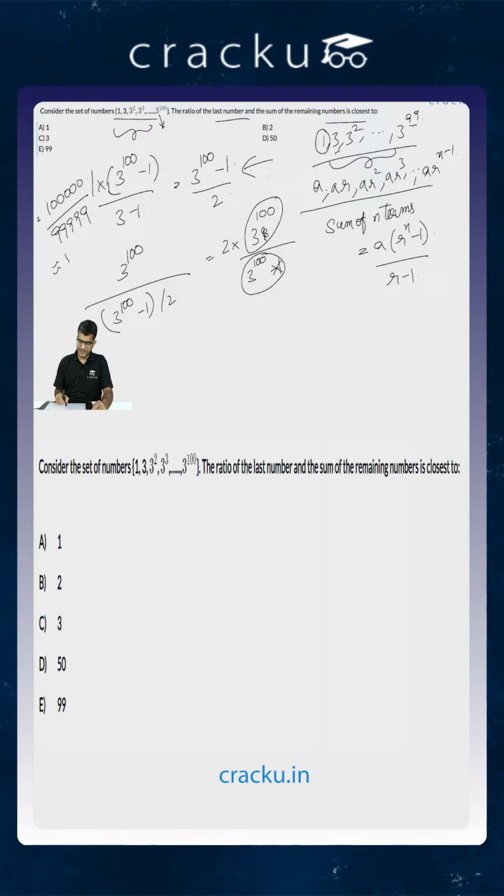Similarly, 3 to the power 100 is actually a much larger number. So the 1 over here can be ignored. So this is very close to 2. So amongst the options, the one which will be the correct answer is option B, which is 2.